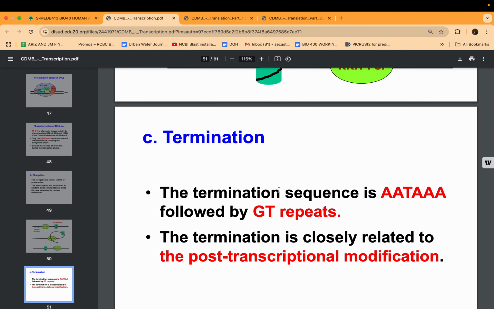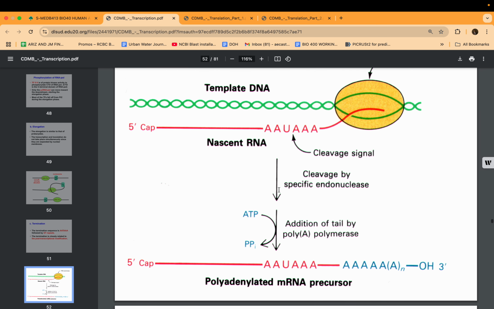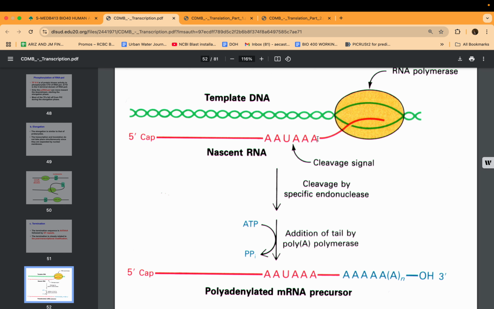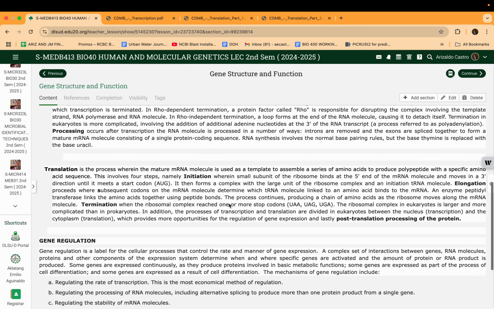For termination, the termination sequence for eukaryotes is a long tail of A, polyadenylation, followed by multiple GT. A termination is closely related to post-transcriptional modification for eukaryotic organisms. So from your growing RNA, that's later on processed further, the 5 prime cap and the 3 prime poly A tail. Okay. And let's go back to translation.